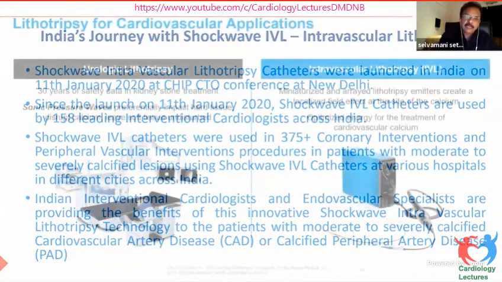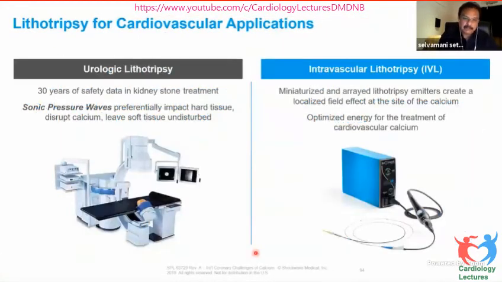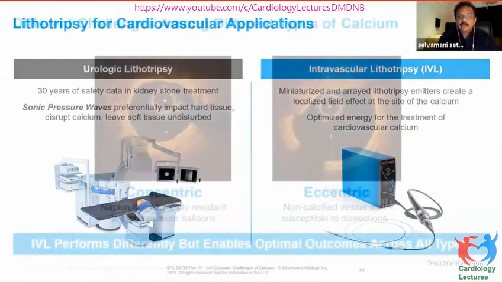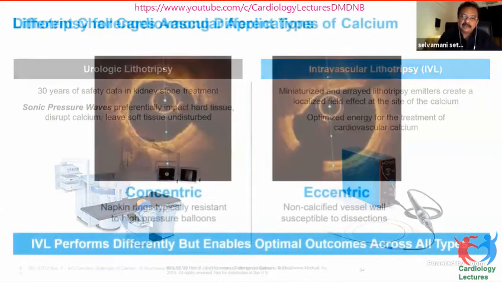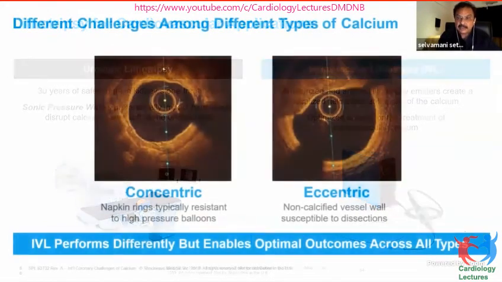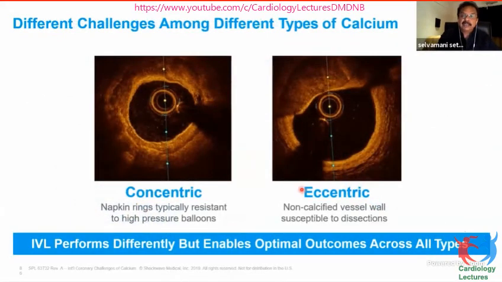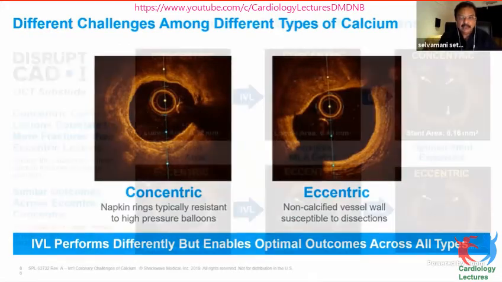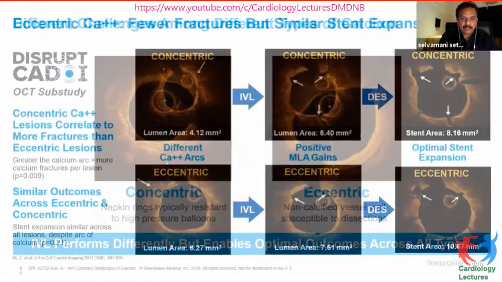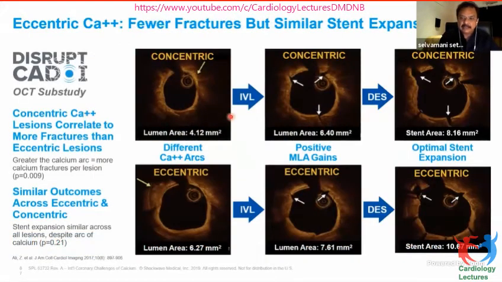Just a review: like lithotripsy for renal stones, which has been there for a long time, it is just a modification of that. And an important thing is IVL treats both concentric as well as eccentric calcium. There is evidence that it treats both types of calcium. This is from Disrupt 1, where concentric as well as eccentric calcifications have been treated well.